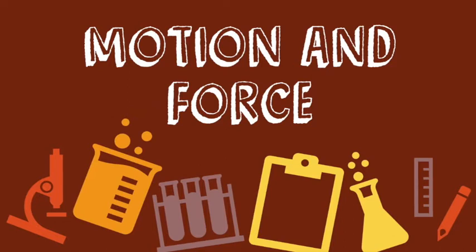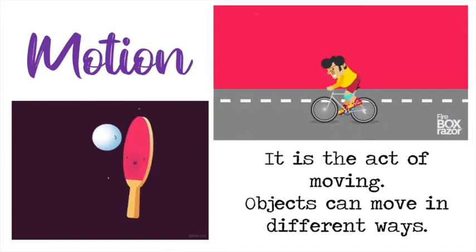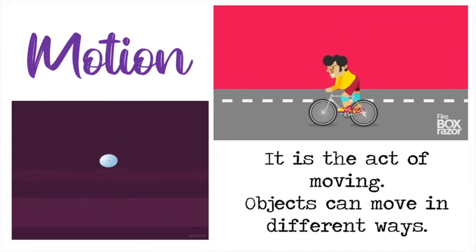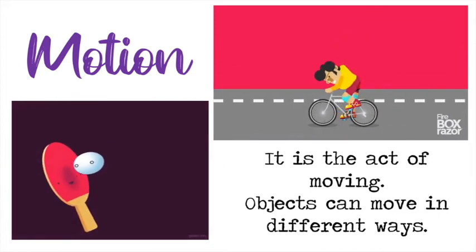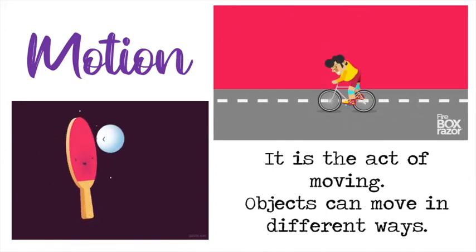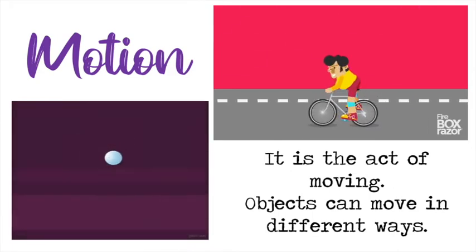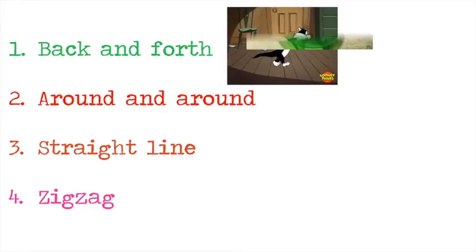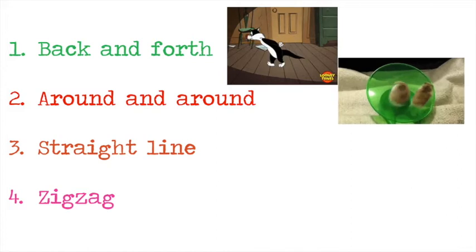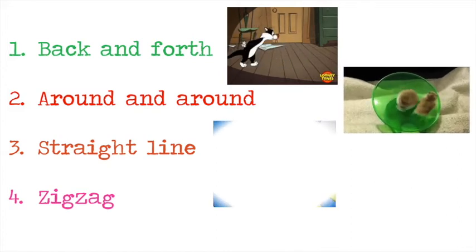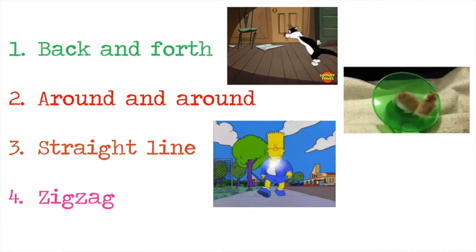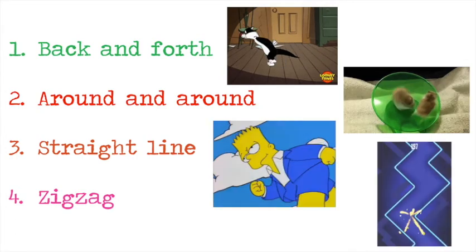Motion and force. Motion is when an object is moving and changing places, moving from one place to another. Objects can move in different ways, and this will depend on the amount of force that we apply on the object to make it move. Examples of how an object moves are back and forth, which is like side to side, around and around, like moving in circles, in a straight line, and in a zigzag, which is when an object is moving from side to side.